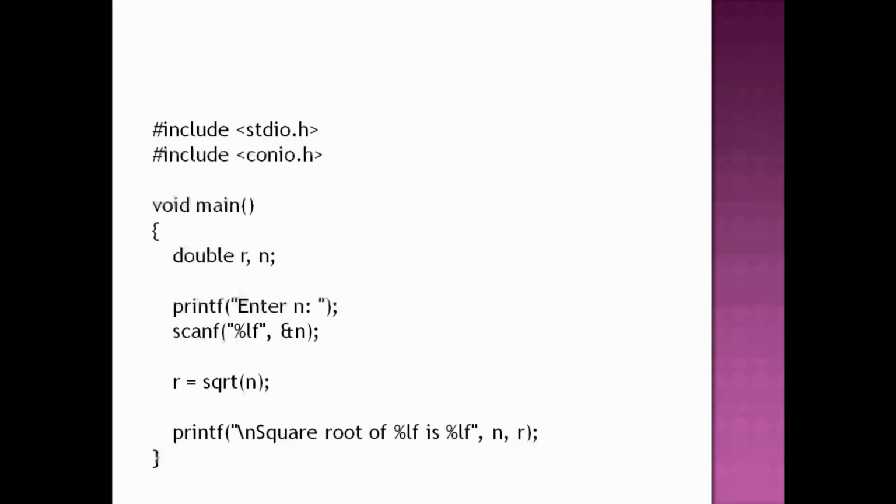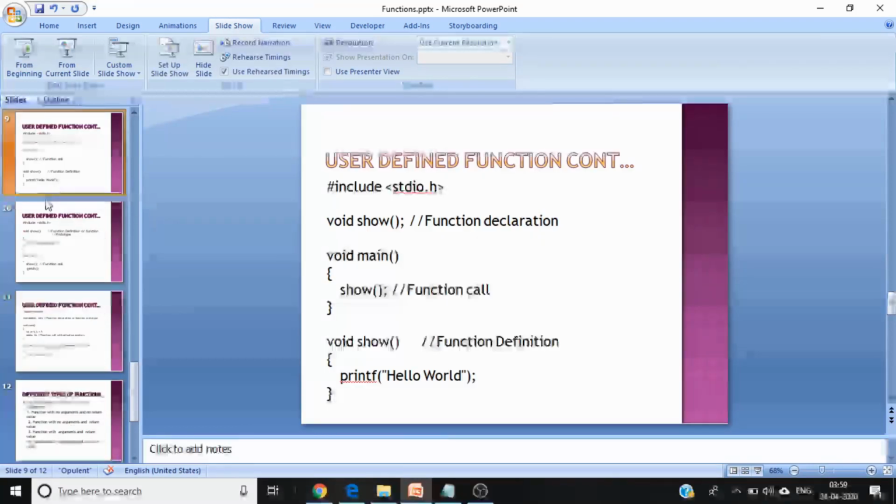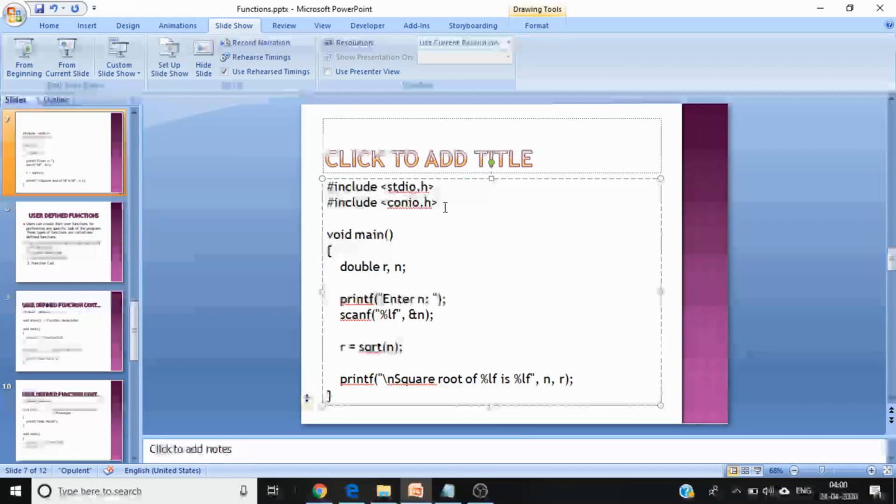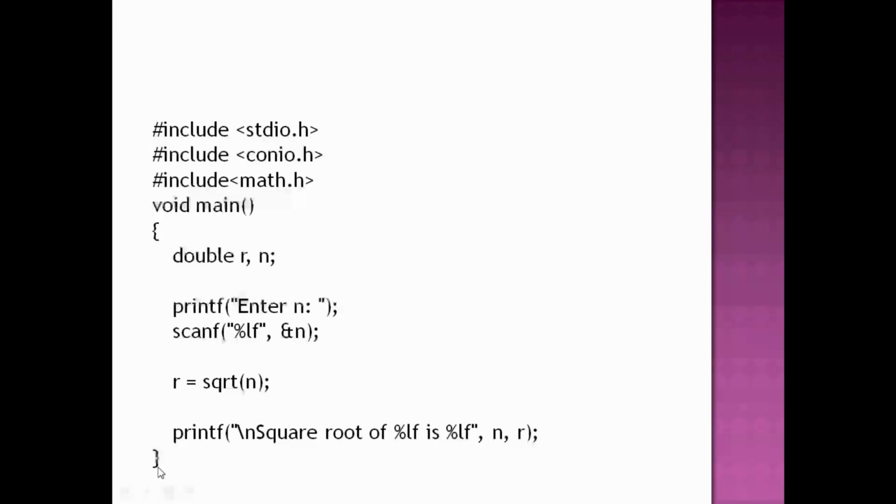Now to use this particular function, you will have to include one library here, that is called math.h. Clear? So I'll just modify that here. You will have to include math.h here. So this library you will have to include. For the sqrt function, its definition is present inside this particular library.